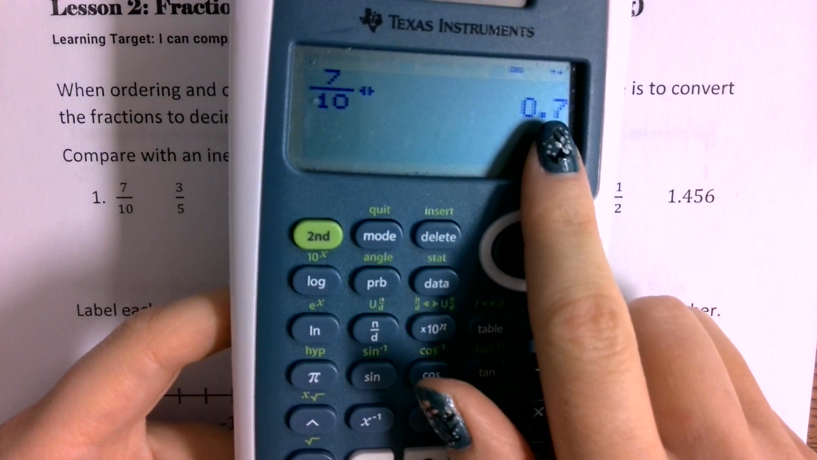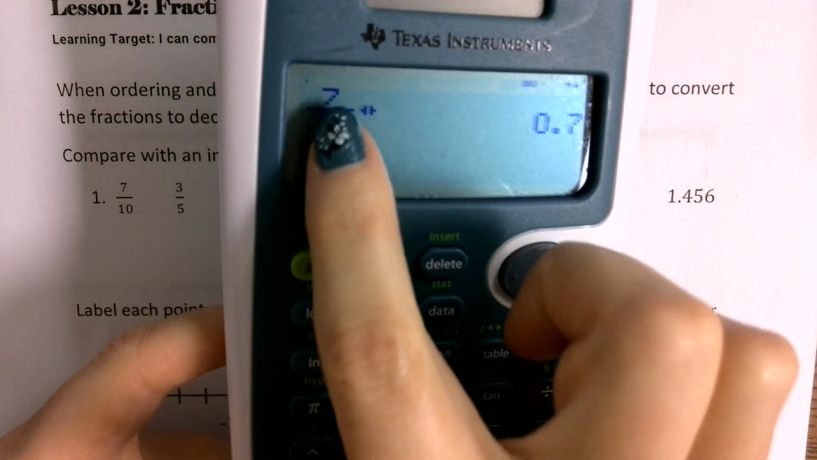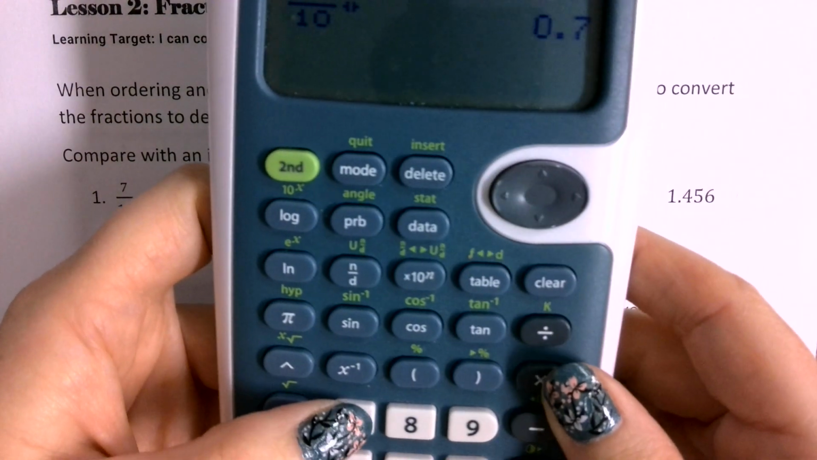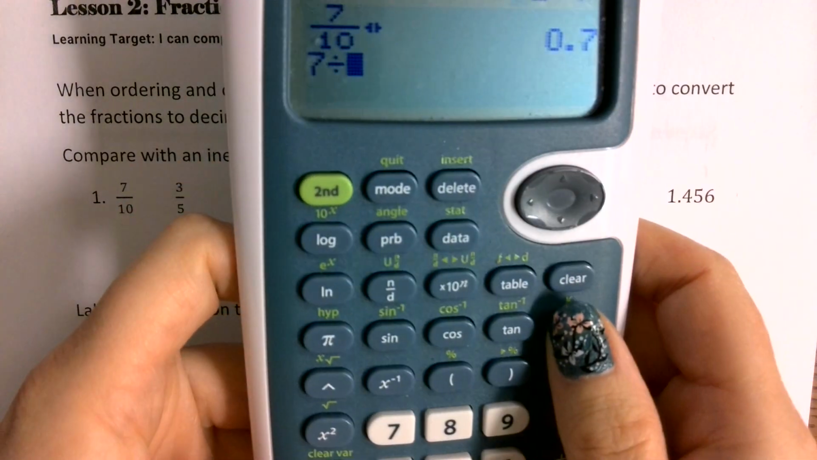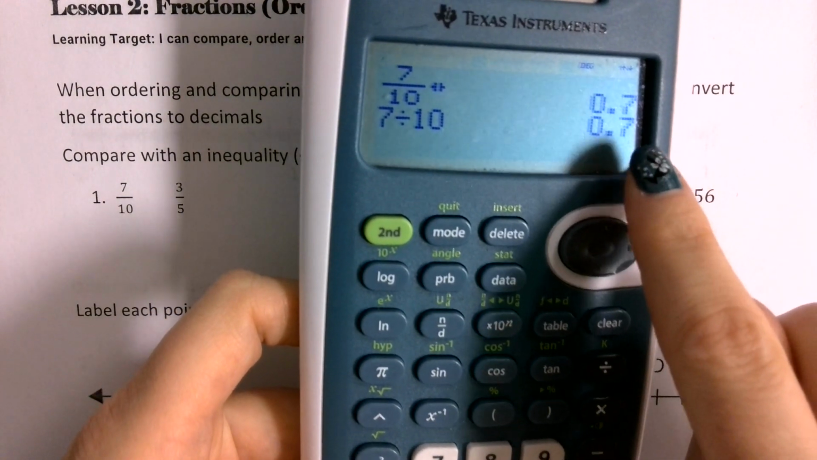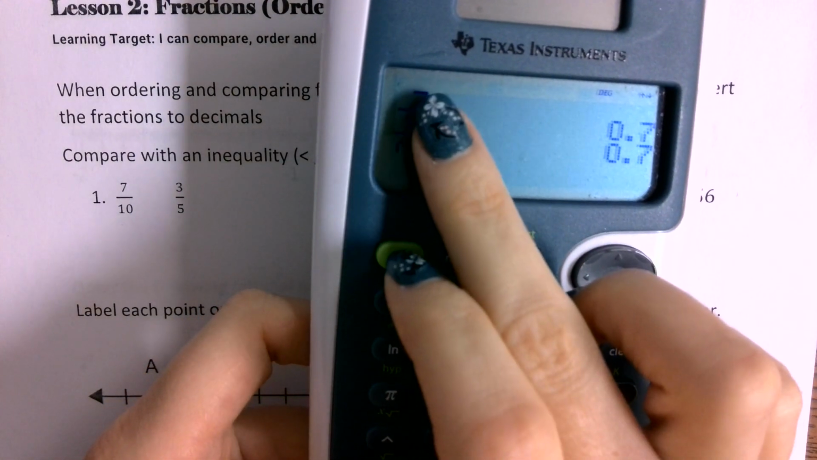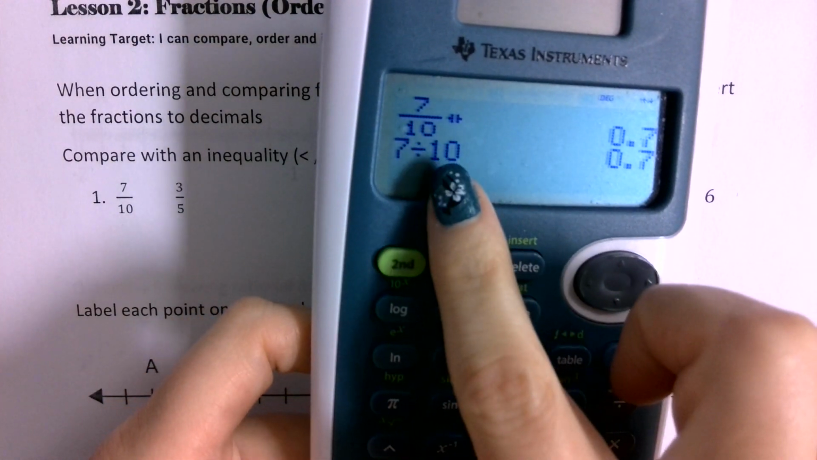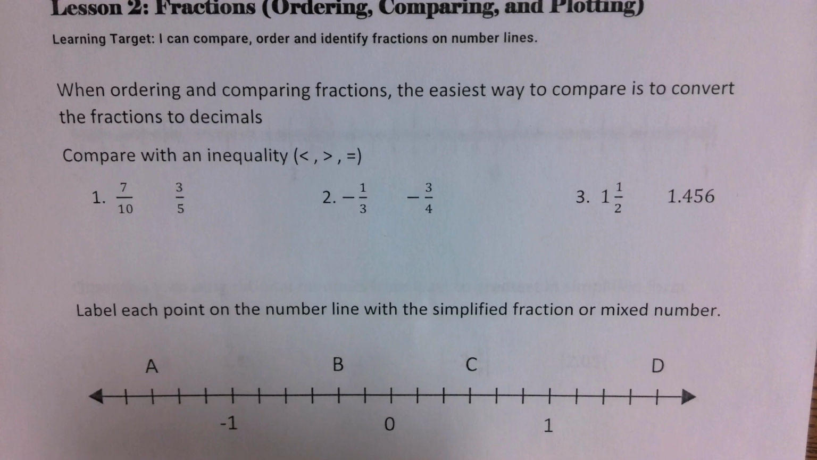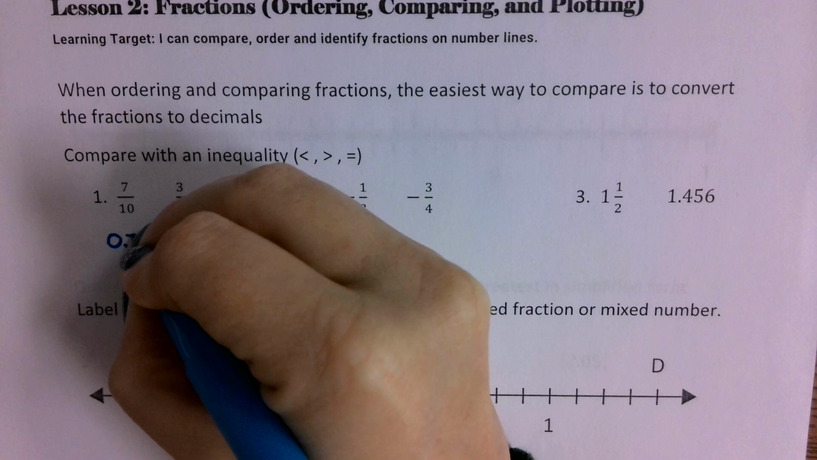When converting, fractions convert to decimals by just simple division. This basically means 7 divided by 10. If you type 7 divided by 10 into your calculator and hit enter, it will also come out to 0.7. So they are the same concept. Converting fractions to decimals is just a division problem: numerator divided by denominator. Okay, so knowing that, 7 over 10 is really the same thing as 0.7.